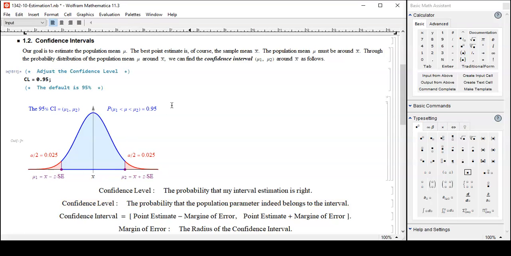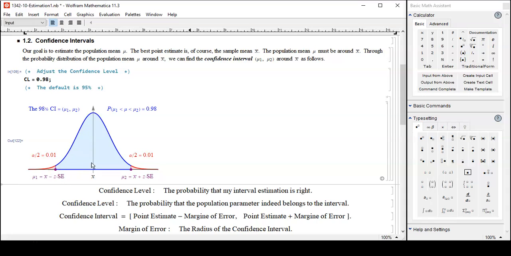This picture visualizes the 95% confidence interval, which means the blue region here is 95%. That means there's a 95% chance that the population mean belongs to this blue interval at the current stage. Now let's adjust this. What if I want more confidence? Let's go 98%. I would like to be 98% certain that the real population mean comes within my confidence interval. What do you think will happen?